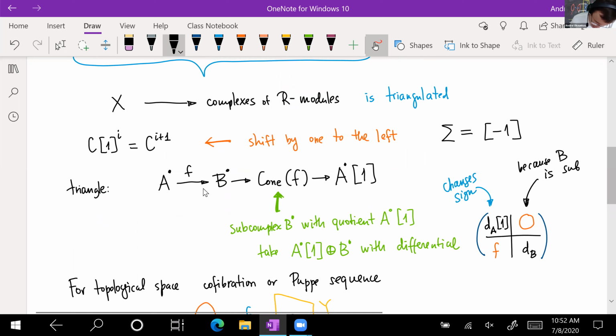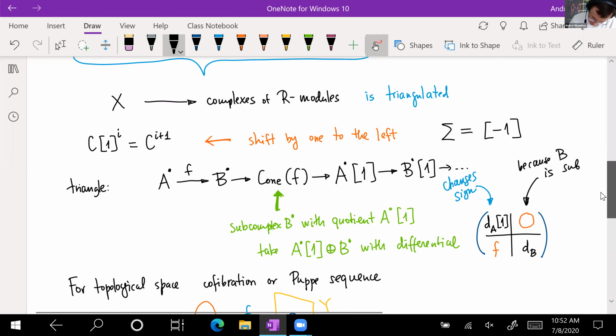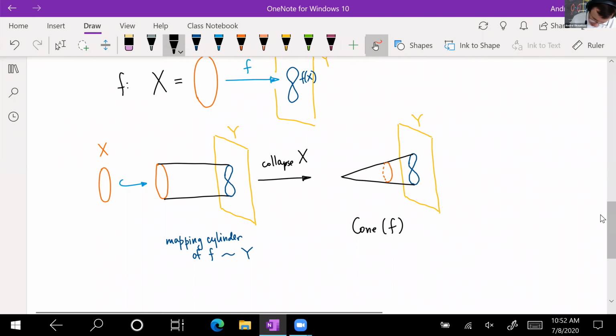But with this sequence, it goes on forever, because now here we see we have an edge map from A shifted by one to B shifted by one, and so on. And similarly here, the sequence you can continue in the same fashion forever. Here we had a map from X to Y, and we collapsed X. So now we have a map from something which is Y, and we collapse the source of this map. So what will happen if we collapse Y?